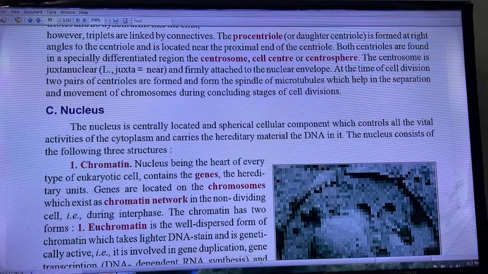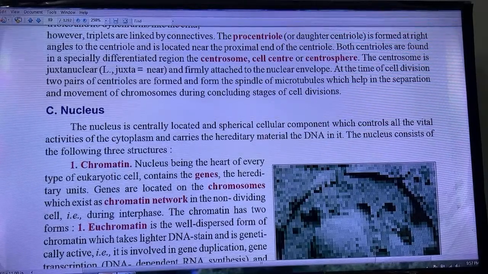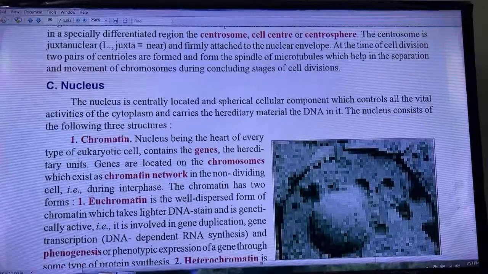The procentriole or daughter centriole is formed at right angle to the centriole and is located near the proximal end of the centriole. Both centrioles are found in a specially differentiated region, the centrosome, cell center, or centrosphere. The centrosome is juxtanuclear (juxta, near) and firmly attached to the nuclear envelope.